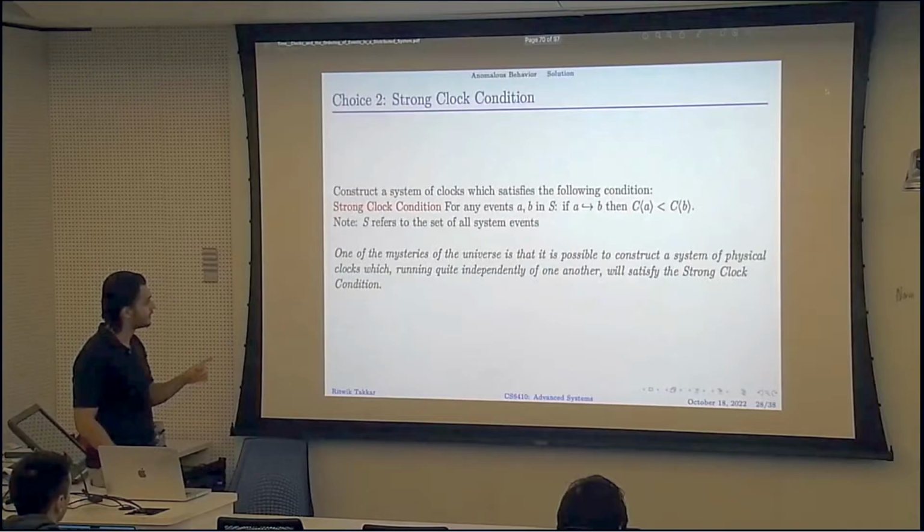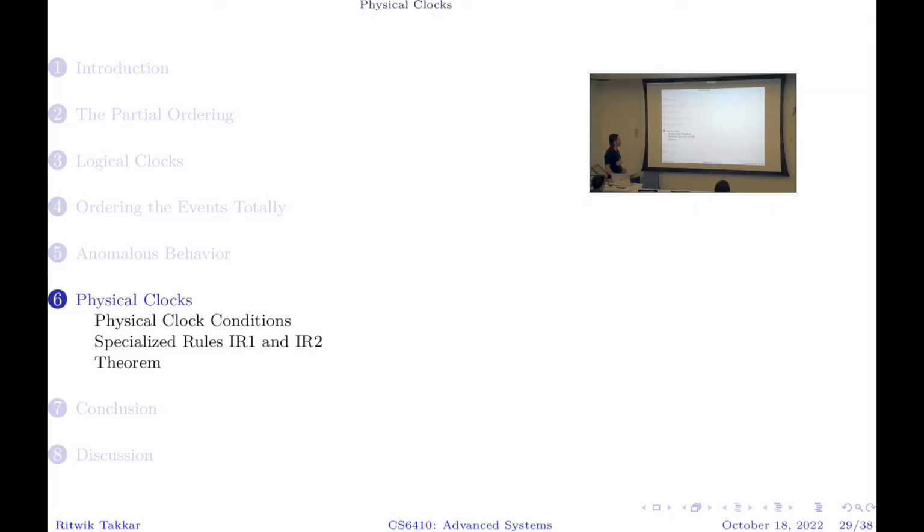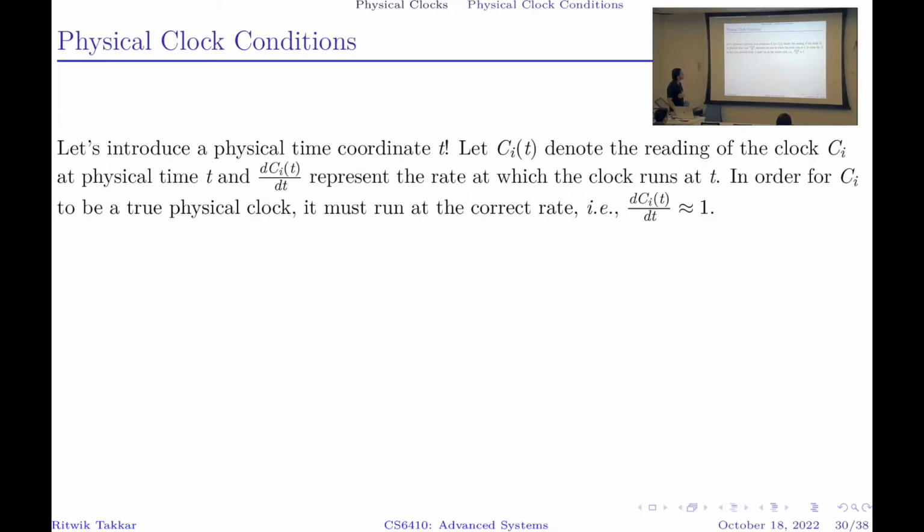But we need physical clocks for this. So I should have specified you need a system of physical clocks. So now we have a need for physical clocks, which is what we're going to talk about. We have to introduce a physical time coordinate T, which we haven't so far because we've just been stressing that we need to talk about ordering of events, not particularly time per se.